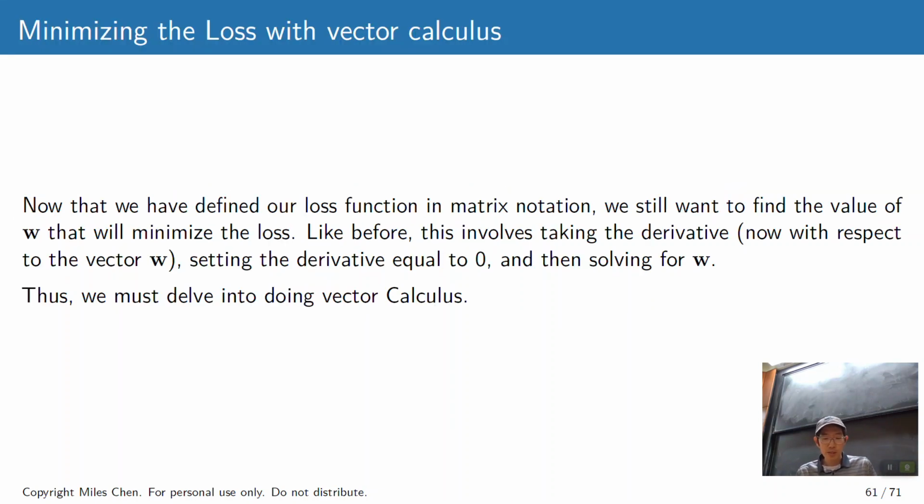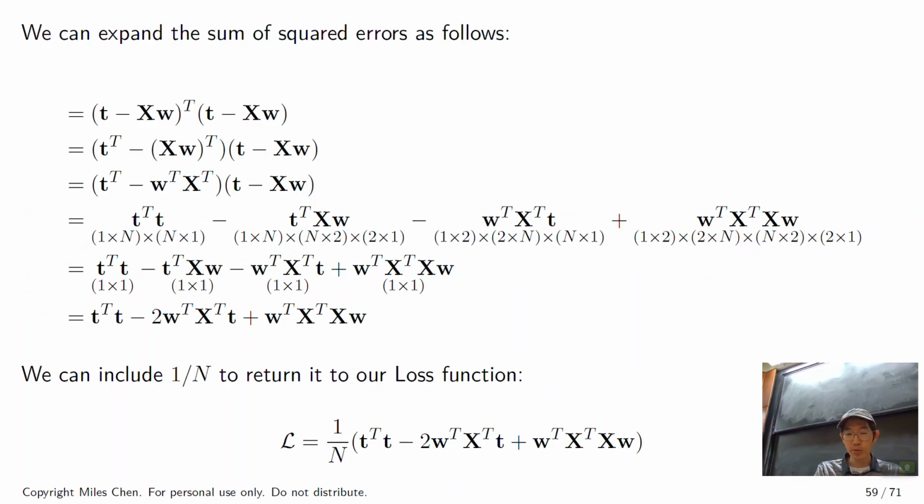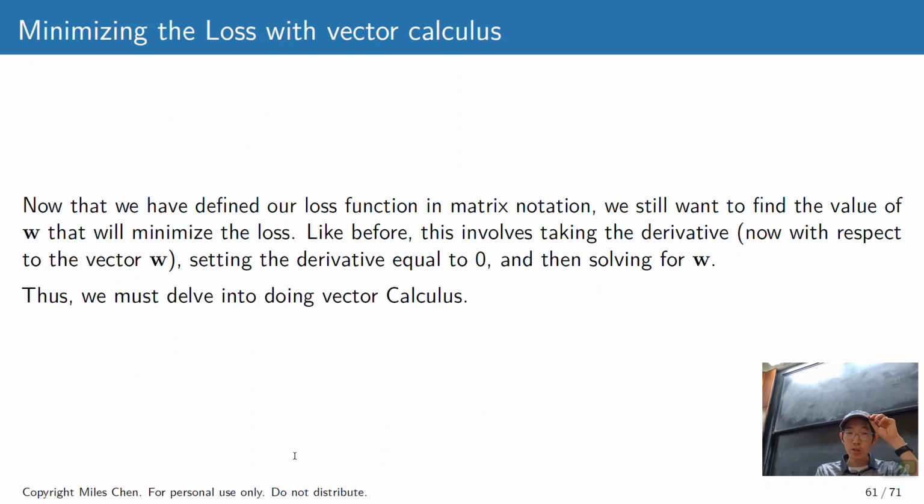So now what we want to do is find the value of w that will minimize the loss function. How do we find the value of w that's going to minimize this? We're going to do some vector calculus. We're going to take the derivative of the loss function with respect to the vector w, set that derivative equal to 0, and then solve for w. And so we'll minimize the loss function using vector calculus.